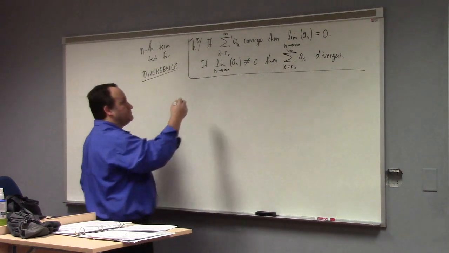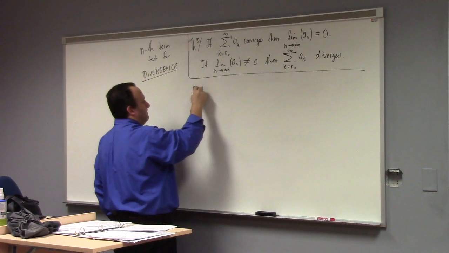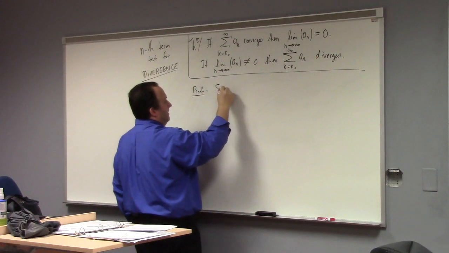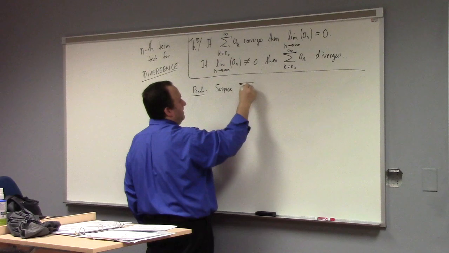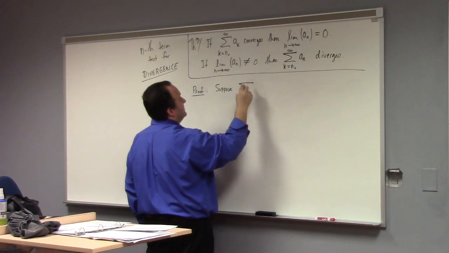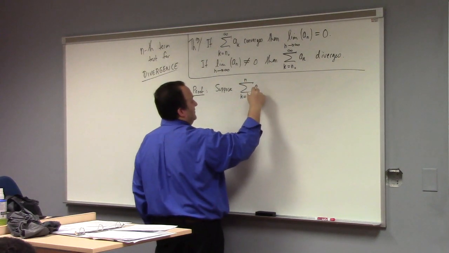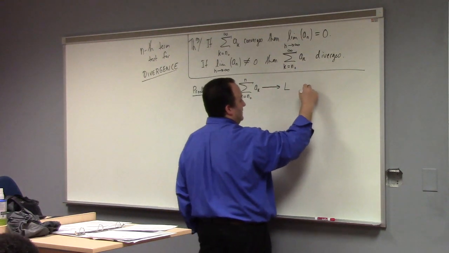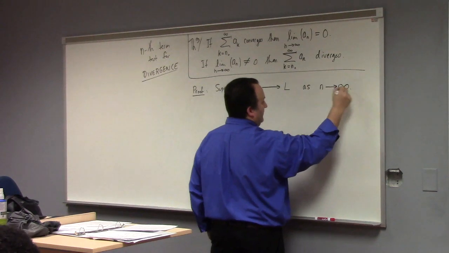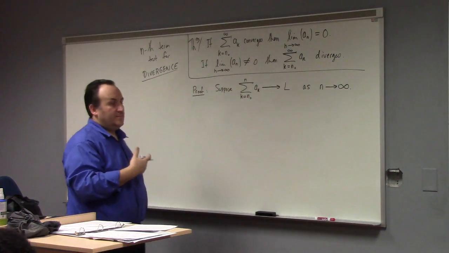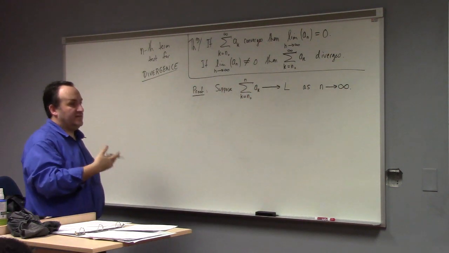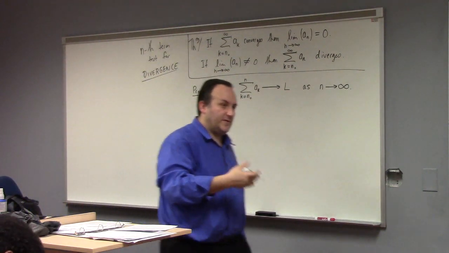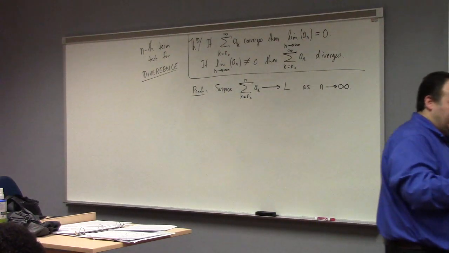Okay, so here's the proof. Let's suppose that the sum k equals n naught to n of a sub k limits to L as n goes to infinity. That is to say, suppose that the series converges. To say the series converges is to say that the sequence of partial sums converges. That's what I'm saying, all right?